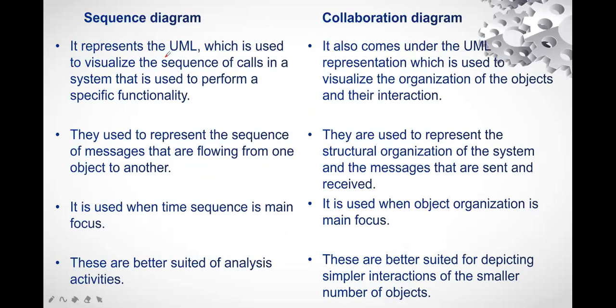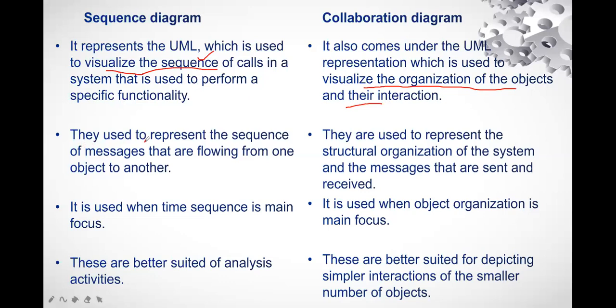Okay, so this is it, and we can see the main differences between these two diagrams. The sequence diagram represents the UML. Obviously, the collaboration diagram also represents the UML. The sequence diagram is used to visualize the sequence of calls in a system that is used to perform a specific functionality, while the collaboration diagram is used to visualize the organization. Here we are focusing on the sequence of calls, and here on the organization of objects, how the objects are organized together and interacting. While here we need to understand the sequence of calls or messages.